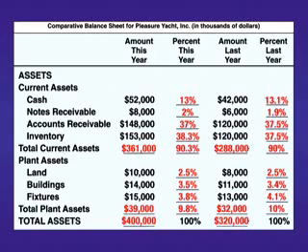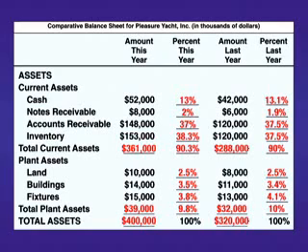Let's take a look at assets. Let's look at current assets, cash. Cash is $52,000, which is 13% of total assets, $400,000. Notes receivable is $8,000, which is 2% of total assets of $400,000. Accounts receivable, $148,000, which is 37% of $400,000. Inventory, $153,000, which is 38.3% of $400,000. And total current assets, $361,000, which is 90.3% of $400,000.